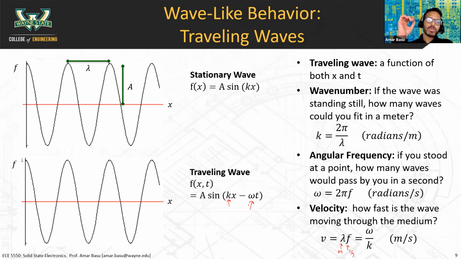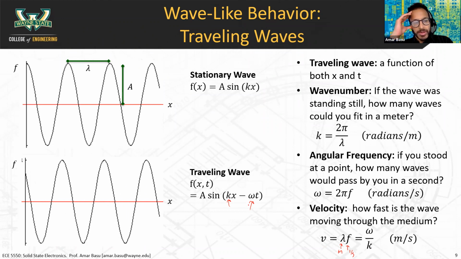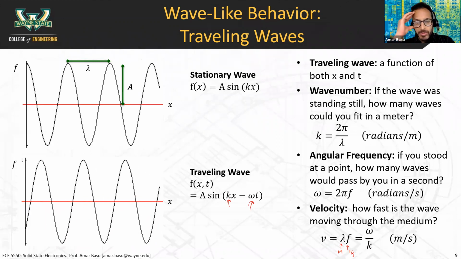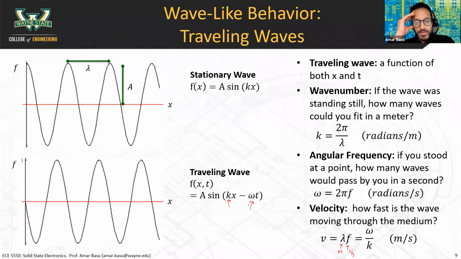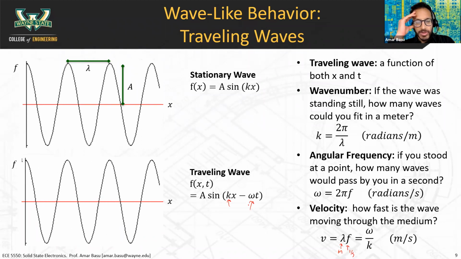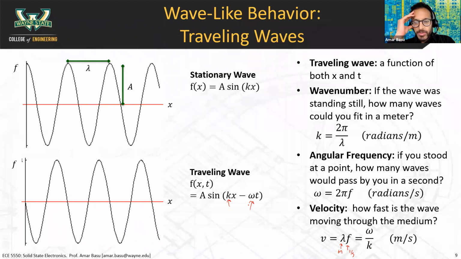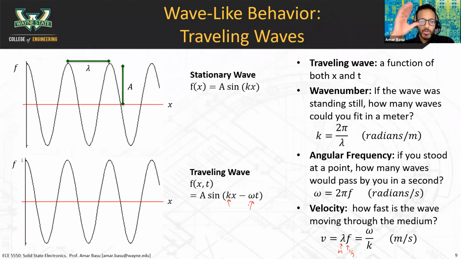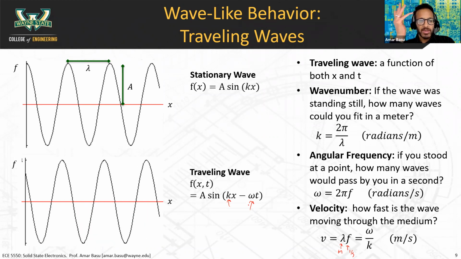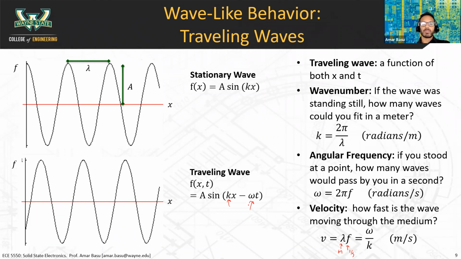So I encourage you to just play with these numbers. You can find a traveling wave simulator if you'd like, and put in different values of k, and you can see how the wavelength changes. Put in different values of omega, and you'll see how many waves pass by a given point per second. So you can change the velocity and just get a feel for it.